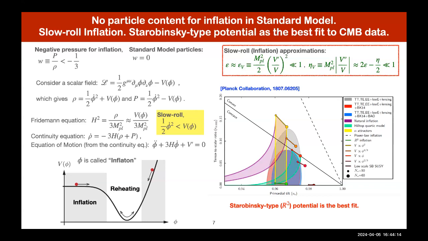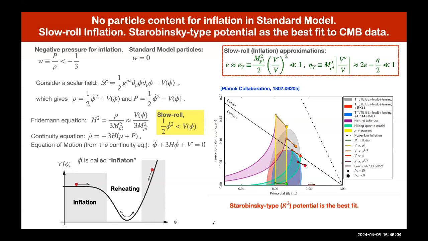The inflaton can be described naturally by a single scalar field Lagrangian here. This has the following energy density and pressure, and the Friedmann equation is derived from the Einstein field equations in the FRW metric. Then we also need a continuity equation here. By combining these two, we can obtain the equation of motion of the inflaton. So this is the second derivative equation.